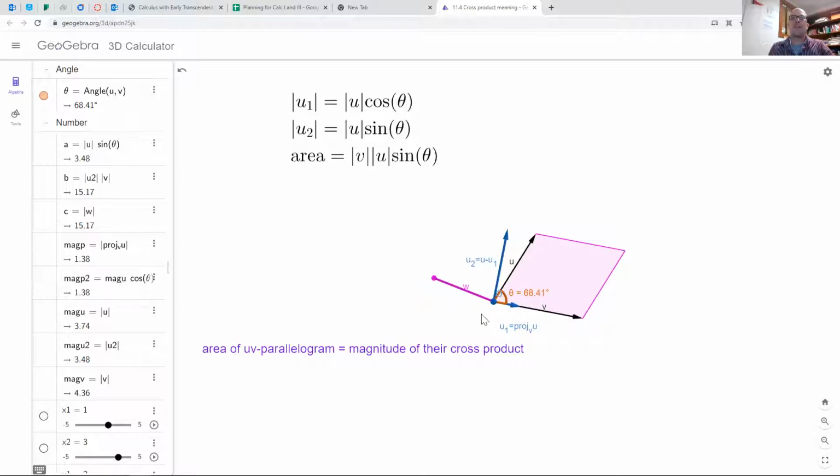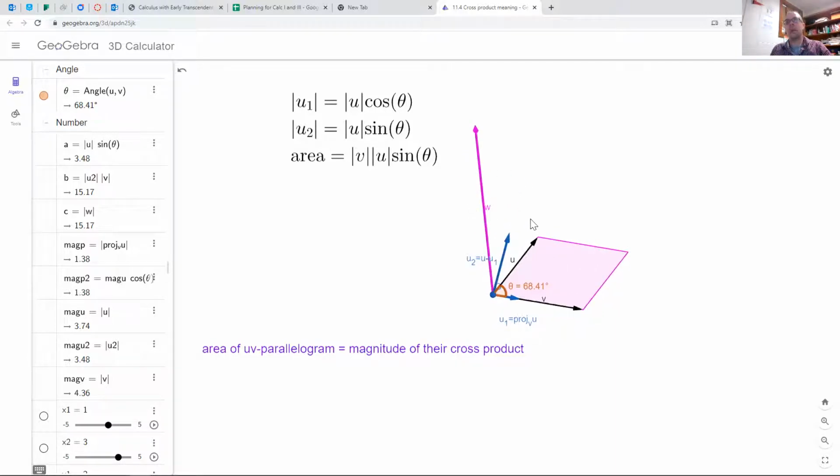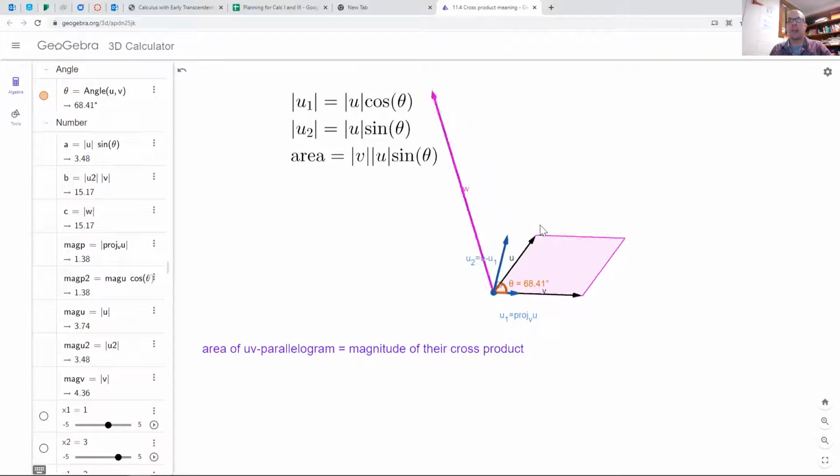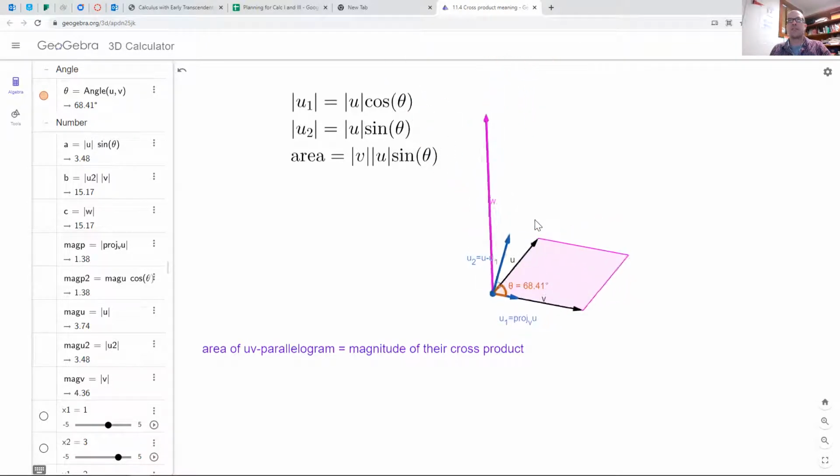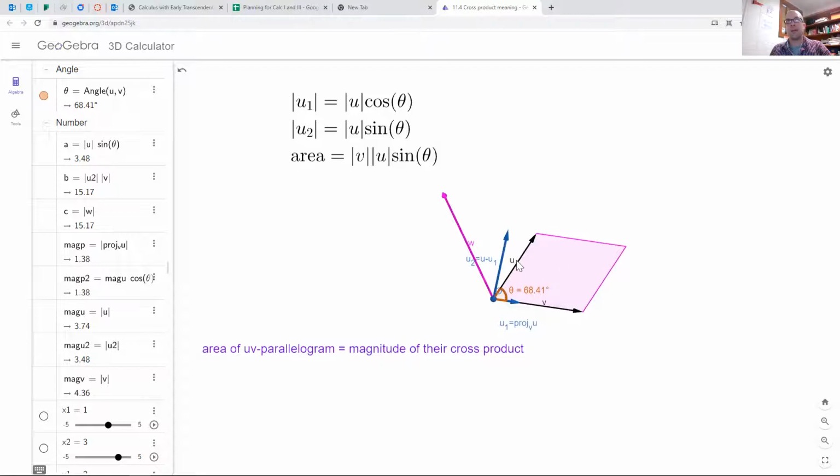So calculating the area of a parallelogram, we need base times height, and the height needs to be perpendicular to the base. And the length of the cross product vector that we create using the right-hand rule is the same as the area that we have here. So that's cool. If you have any questions, go ahead and pause and see if you can figure things out. But that's the definition of cross product.